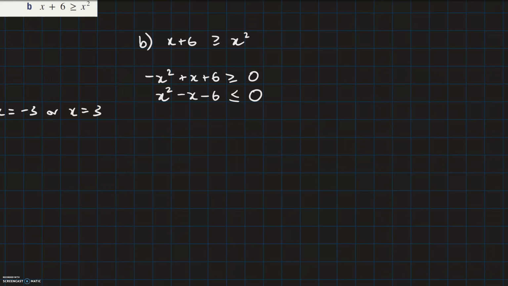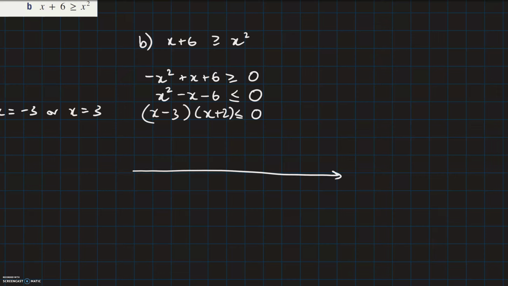Okay, so I'm going to do the exact same step that I did before. I'm going to factorize to figure out where my critical points are. So here I'm going to factorize the expression. I've got x minus 3, x plus 2 is less than or equal to 0. So my two critical values are going to be positive 3 and negative 2. This one over here is positive 3. This one here is going to be negative 2. So I'm going to put those two on: negative 2, positive 3.